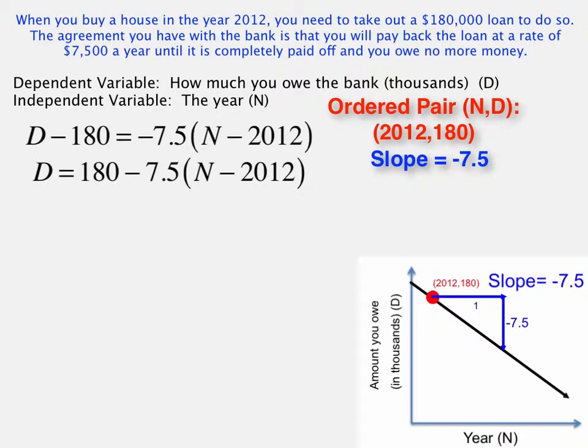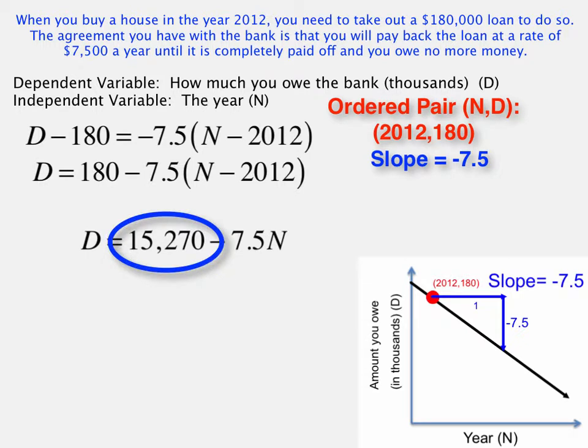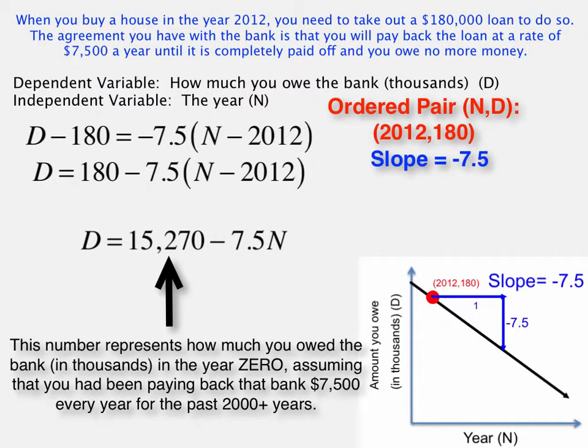Here it's clear that you start by owing $180,000 in the year 2012, and that amount decreases by $7,500 every year. One more note, if we went ahead and put this equation in slope-intercept form, we would get a crazy intercept. Remember that the D-intercept here represents how much you would owe the bank when N equals 0. That is, in the year 0.